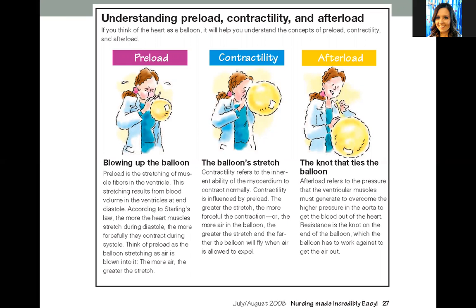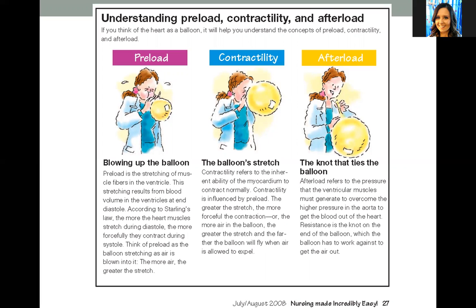So if my afterload is increased, so maybe I'm vasoconstricted, that left ventricle has to push really hard to get that blood through and out to the body, that's going to decrease my stroke volume. Now just the opposite. If my afterload is decreased, so maybe I'm vasodilating, I will have an increase in my stroke volume because more blood can get out due to the decrease in resistance.